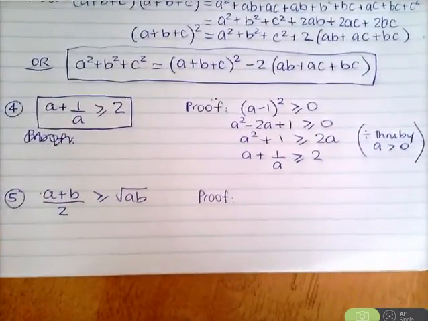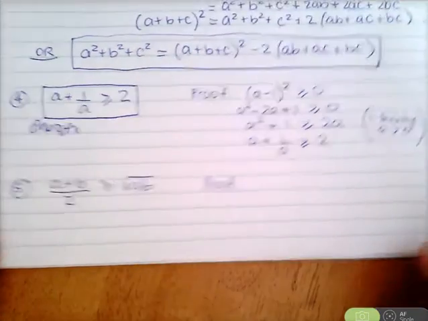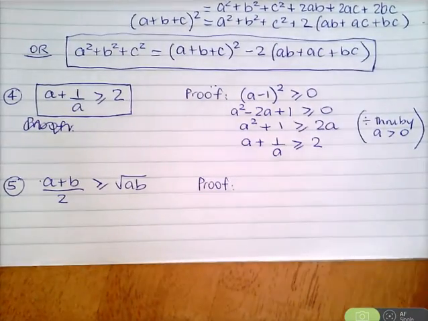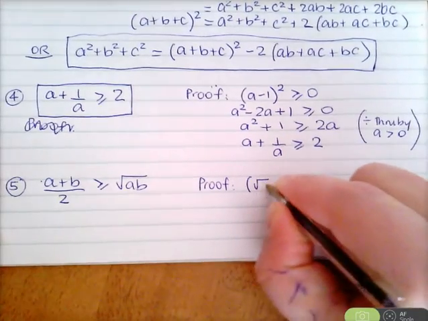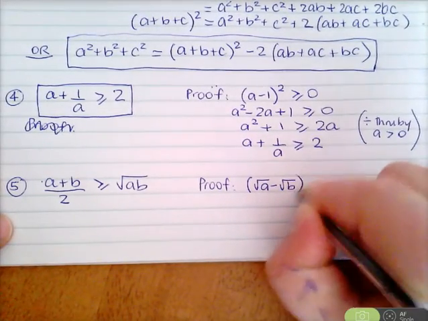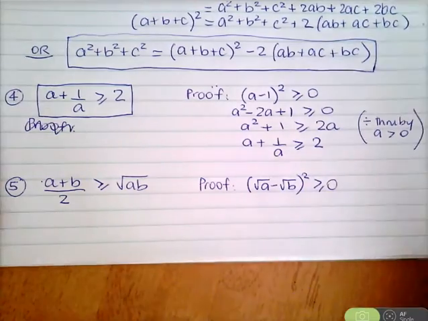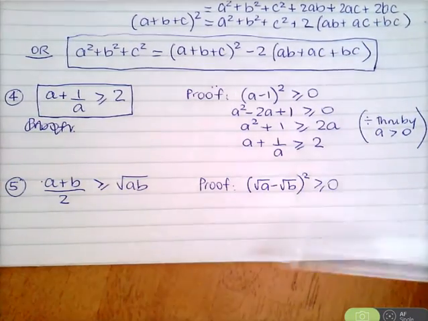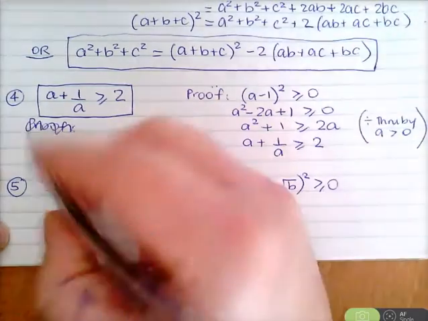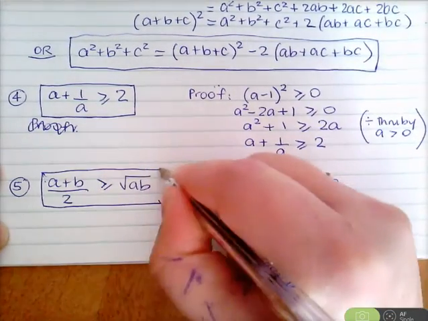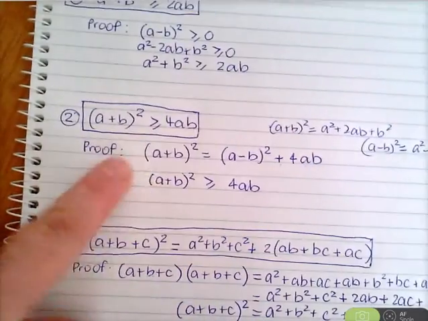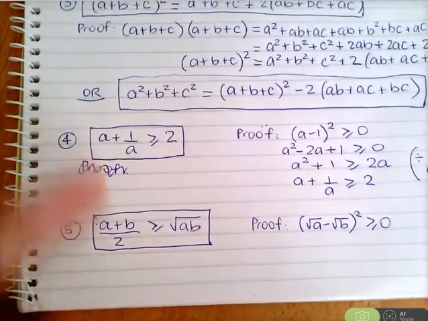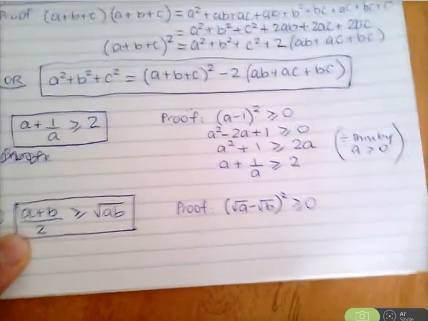Okay, and in this last one here, to prove that (a plus b) over 2 is greater than or equal to the square root of ab, you could start with (the square root of a minus the square root of b) squared is greater than or equal to 0. Notice we're pretty much starting with a perfect square with most of these, especially with these inequality ones here. So in 1 and 2, with these inequalities, we're starting off with a perfect square. And with 4 and 5, we're starting off with perfect squares.